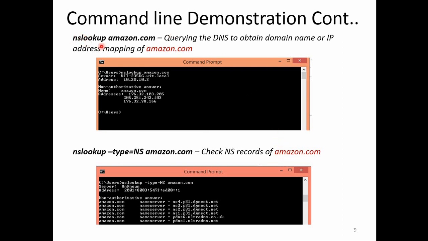This is a very important command. It's nslookup. The functionality of this command is querying the DNS to obtain domain name or IP address mapping for the particular website. Here I use amazon.com. You need to type nslookup followed by your particular website name. To check the name server records of the particular website, here it's amazon.com, I need to type this command: nslookup -type=NS and the website name.